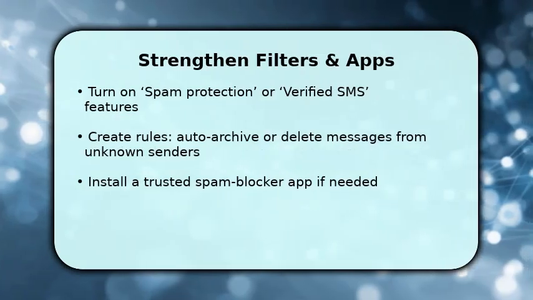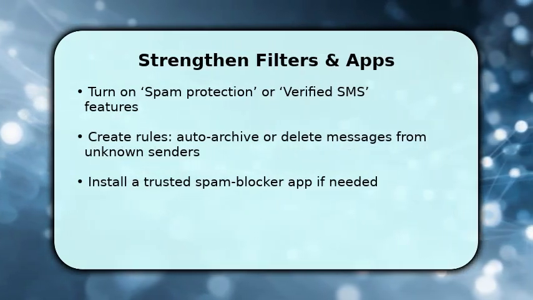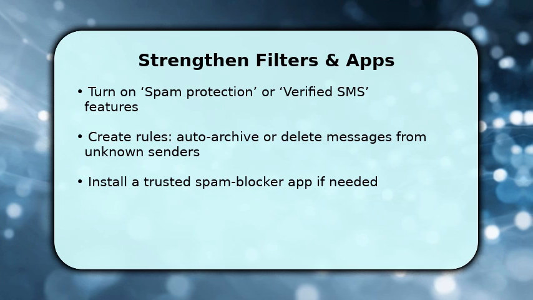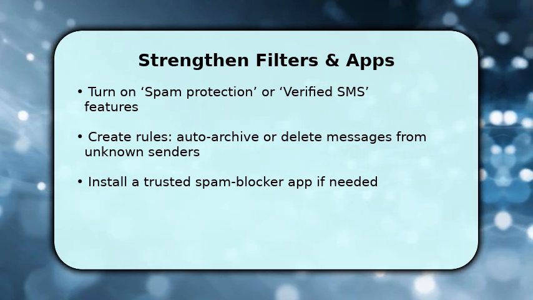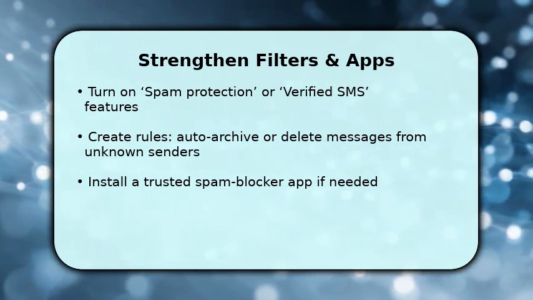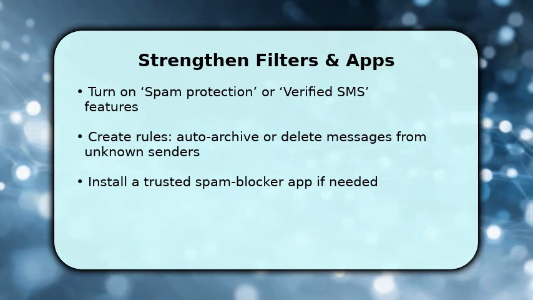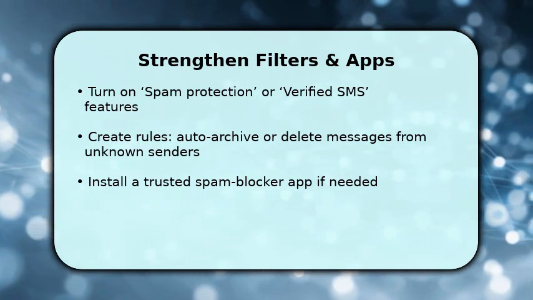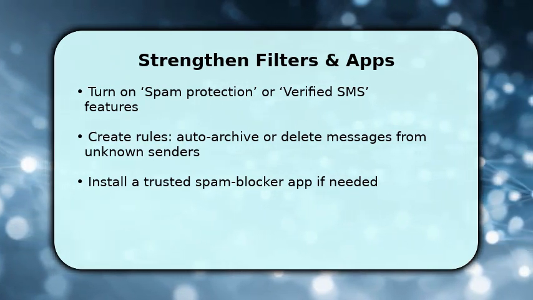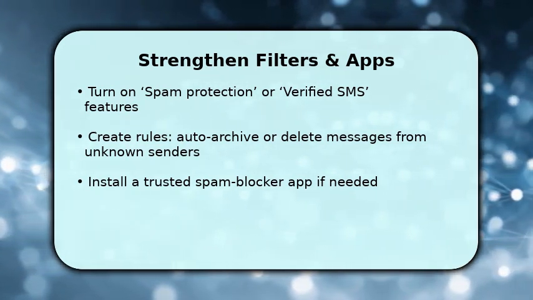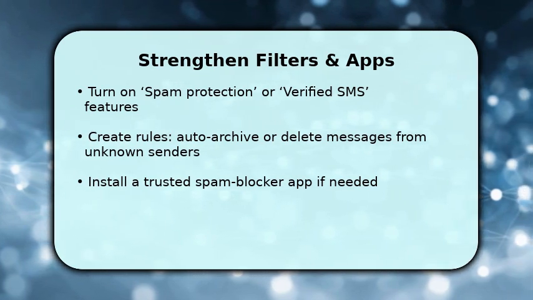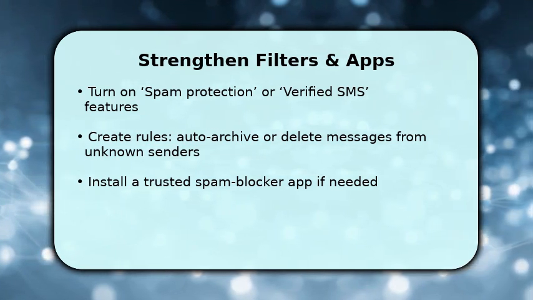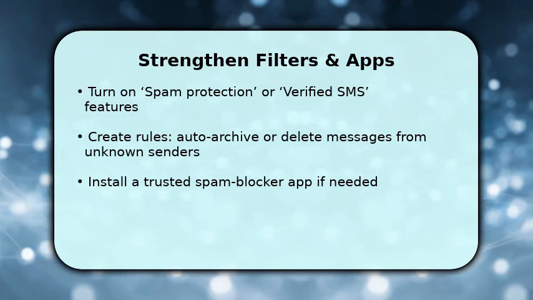Next, reinforce filters and introduce smarter tools. Enable spam protection and verified SMS in your messages app so Google and carriers can label and block fraudulent senders. Then create simple rules, auto-archive or auto-delete messages from unknown numbers to avoid notifications. If spam persists, install a reputable blocker app and grant only necessary permissions. Third-party apps add pattern detection and community block lists. Make sure to check app permissions and notifications. This keeps legitimate texts visible while minimizing junk.